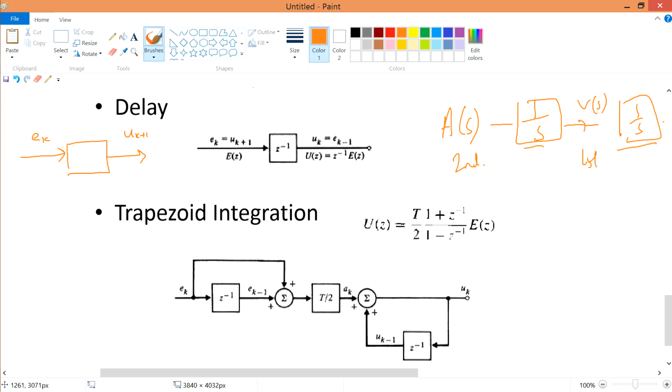Let's say, for example, I bring in an input. If you remember, E is the input and U is the output. If I bring in an input E_k, that goes through this transfer function and becomes U_k plus 1, which is what is shown here. However, if you go through z minus 1, this means you're going in the opposite direction.